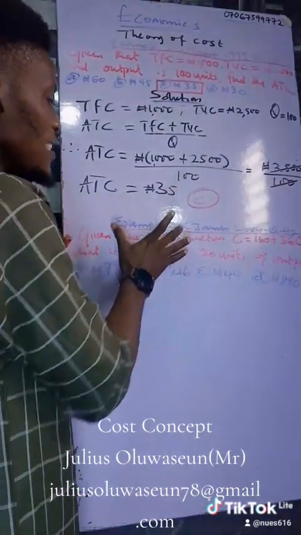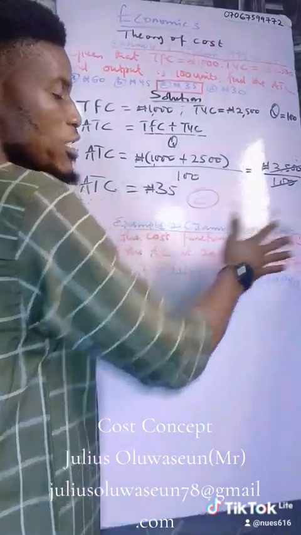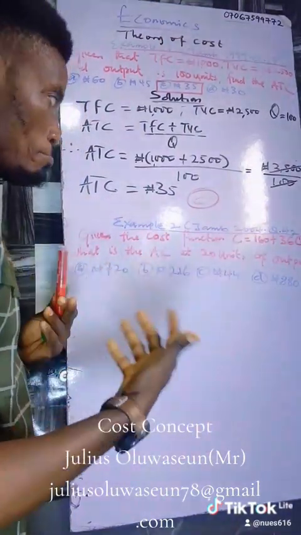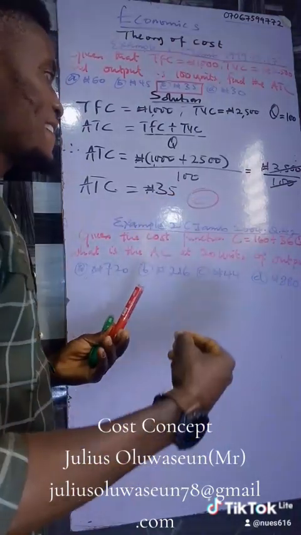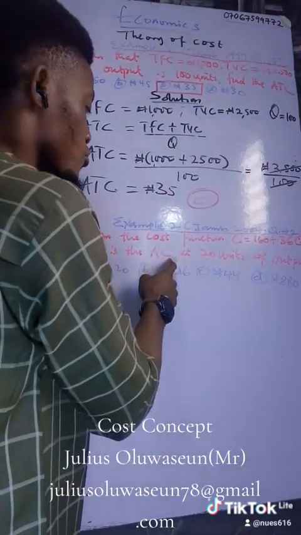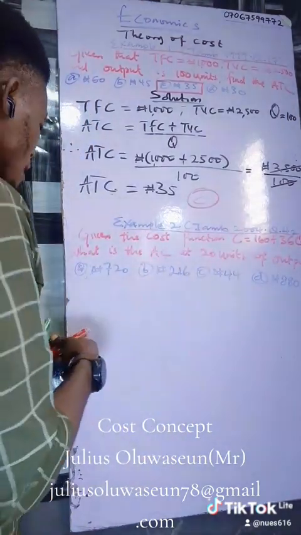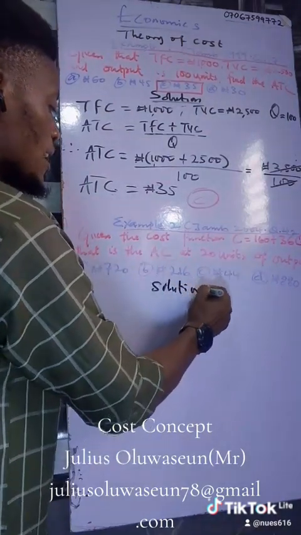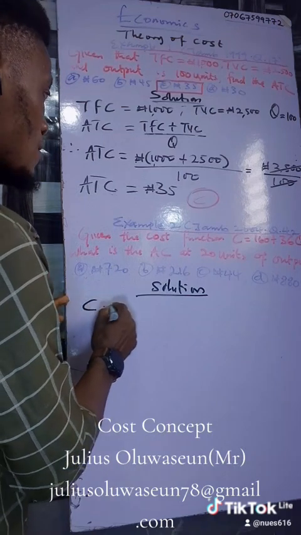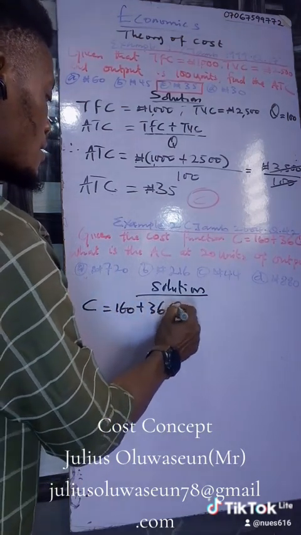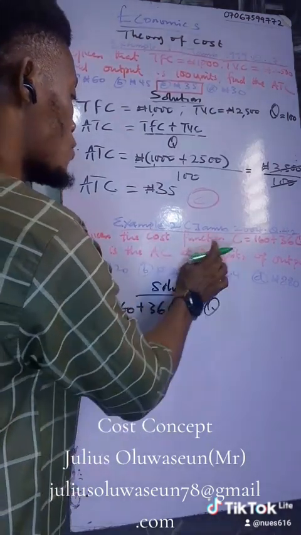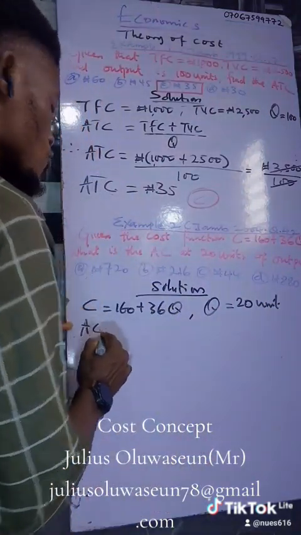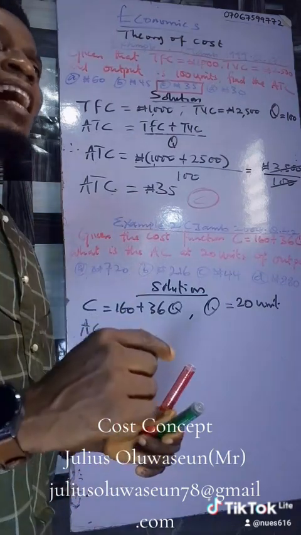Example 2, we extracted this question from JAMB 2004 question 42. The question is, given the cost function C is equal to 160 plus 36Q, what is the average cost at 20 units? So what we are going to do is write our solution. We are given C as 160 plus 36Q. Know fully well that the value of our Q is 20 units. We are asked to look for the average cost.